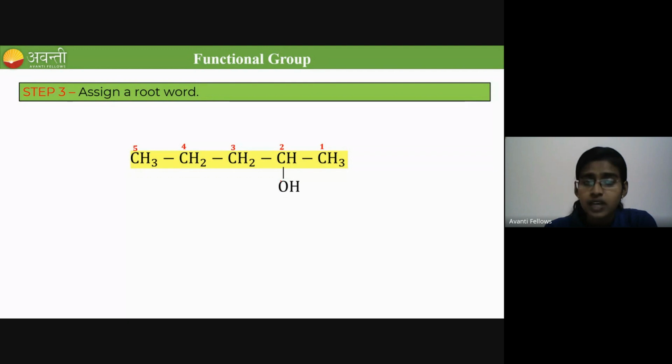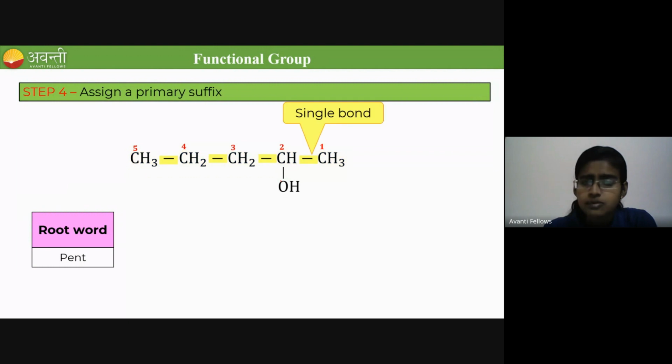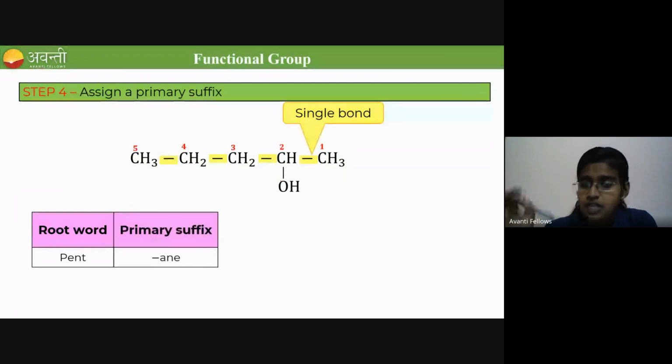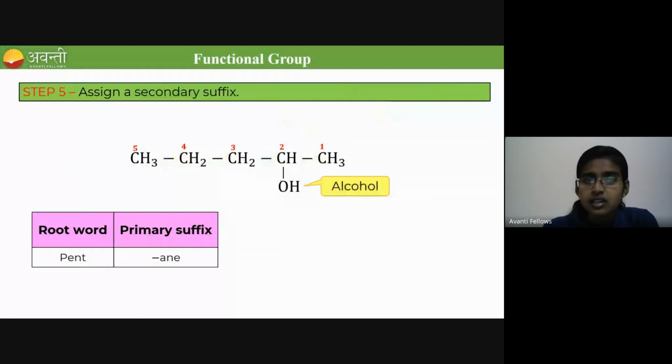So now what do we have to do? We have got that the root word is pent. Very good, Bharat. Root word is pent. And since the whole compound contains only single bonds, the primary suffix is "ane" because it is an alkane. And we have assigned the primary suffix.